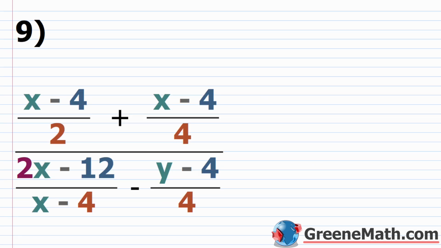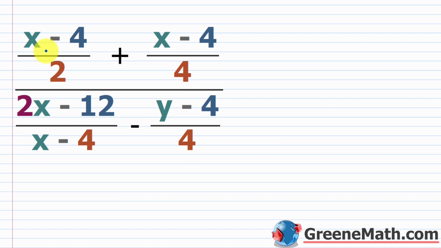All right, let's look at problem number 9. So we have this x minus 4 over 2 plus x minus 4 over 4. Then we're over, we have 2x minus 12 over x minus 4. And then minus, we have y minus 4 over 4. So for my LCD, I've got 2, 4, 4, and x minus 4. So number-wise, this is going to be a 4. And then I'm just going to have this x minus 4 quantity that's going to come along.